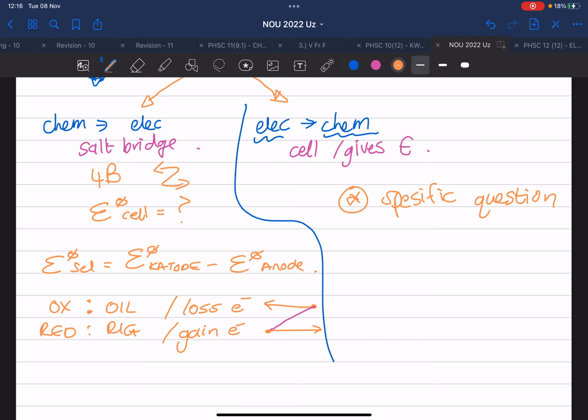And here you won't necessarily go to table 4B. Hierso moet jy hom uitfigure van die vraag. So 4B kan help. 4B help.